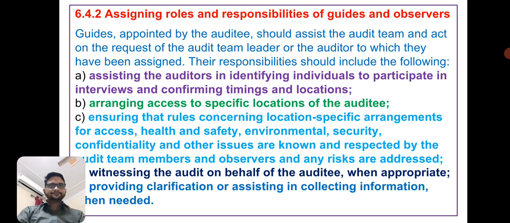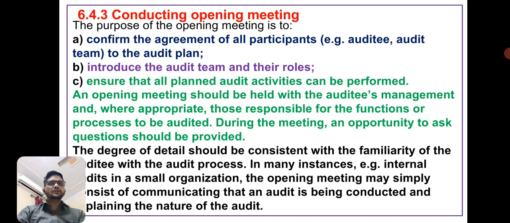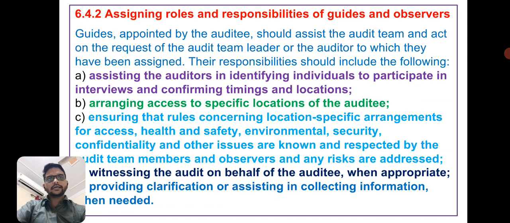Next is 6.4.2, that is assigning role and responsibility of guides and observers. Guides appointed by the auditee should assist the audit team and act on the request of the audit team leader or the auditor to whom they have been assigned. Their responsibilities as guides are assisting the auditors in identifying individuals to participate in interviews and confirming timing and locations.